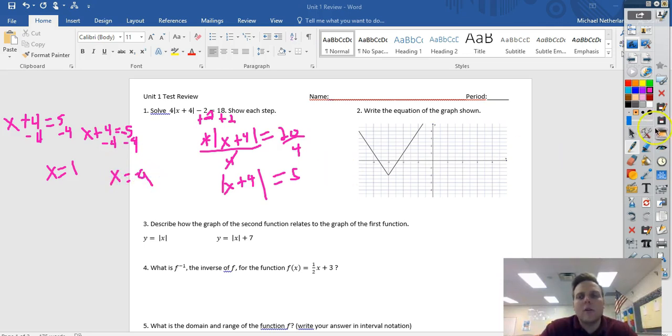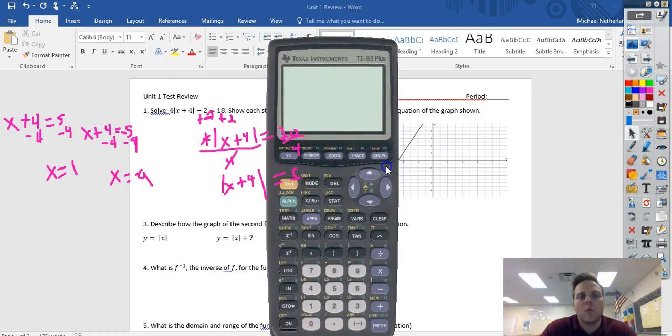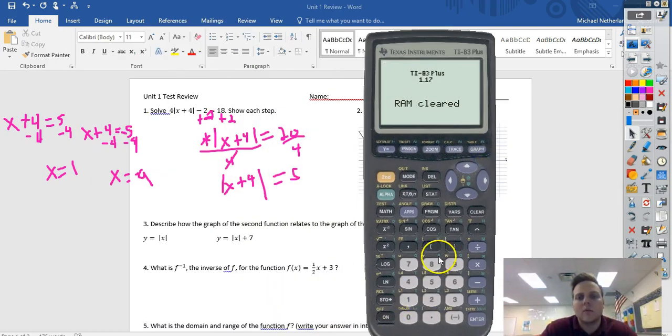Okay, so now what we have to do is plug in to check them. I have to check to make sure they both work. So I turn my calculator on. I say 4, math, absolute value, press enter. And now instead of x, I'm going to plug in a 1. So I say 1 plus 4. I close it. And then I need to say minus 2. If this works, I should get the other side of the equal sign, which is 18. Press enter, and I got 18, so it's good.